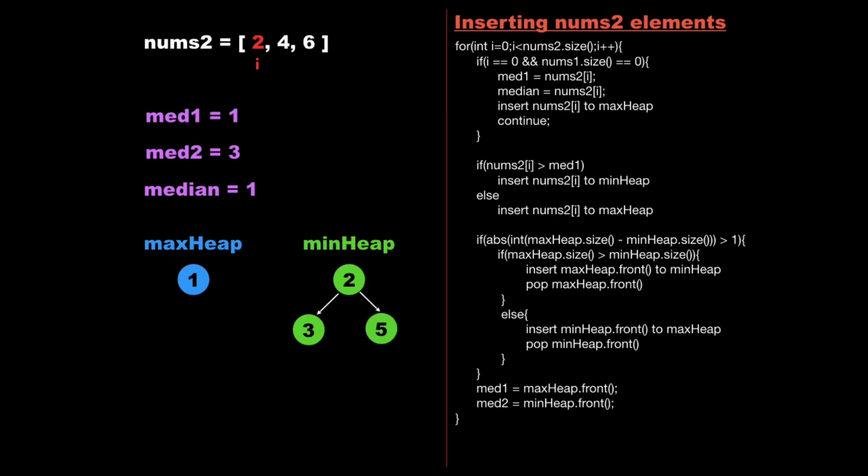So now the contents of the max heap are 1 and the contents of the min heap are 2, 3 and 5. And then we check whether the absolute difference of the sizes of the min heap and max heap exceeds 1.